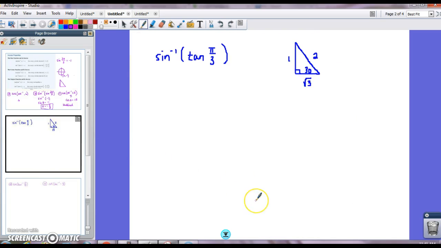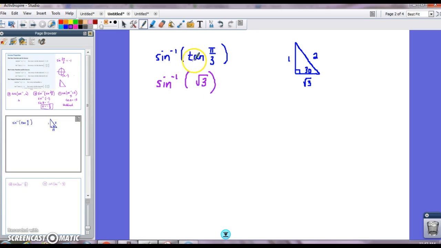Let's talk about when we are doing a composition of different trig functions together. So for example, I have the inverse sine of the tangent of pi over 3. Okay, so I know that pi over 3 is in my 30, 60, 90 triangle, right? That's just 60 degrees. And so I say, okay, well then what is the tangent of 60? Well, the tangent of 60 is square root 3. So I can just substitute that in, square root 3.